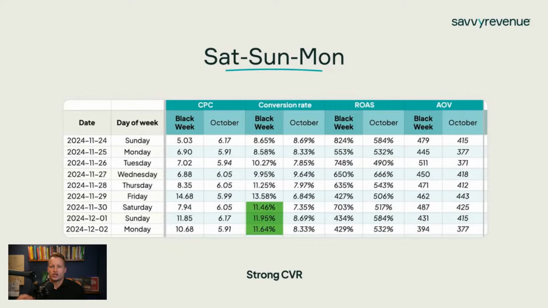Saturday, Sunday, Monday, still a strong conversion rate, and that's something that I was very curious about, because our internal framework going into this was that, hey, Saturdays you need to drop bids, and that's also true. You have to drop bids from Friday to Saturday, but in this case, we dropped all seasonal bid adjustments down to 0.